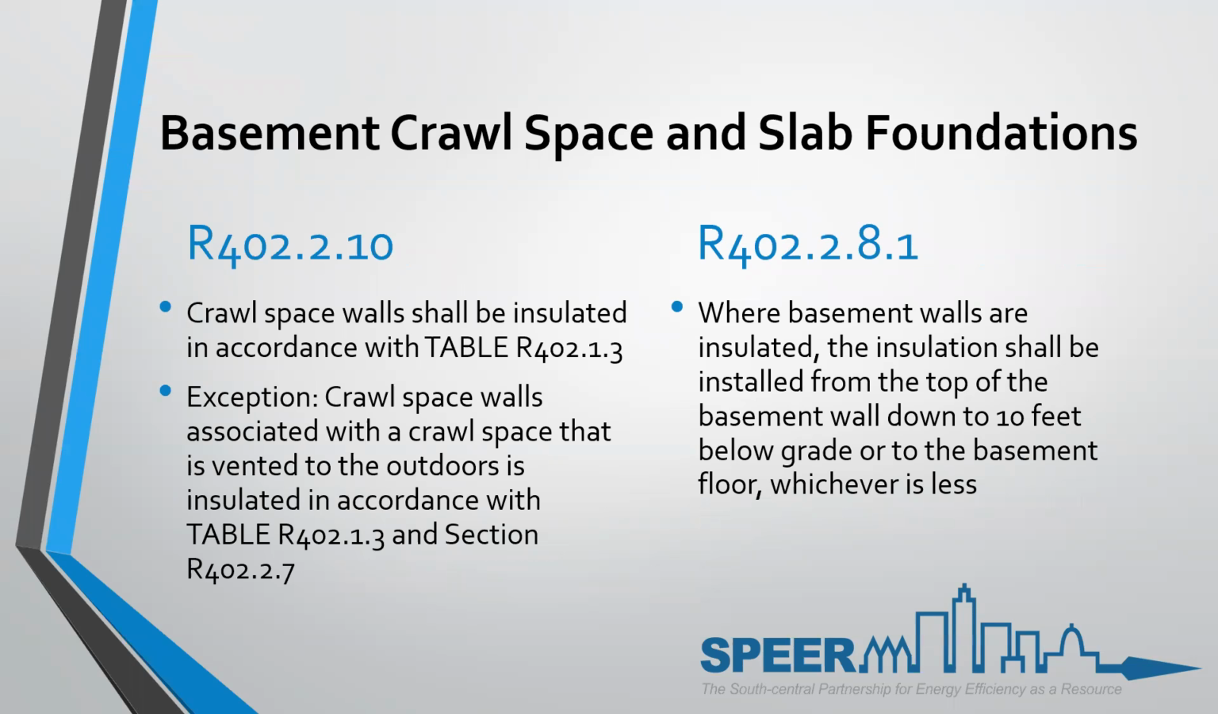R402.2.10, crawl space walls shall be insulated in accordance to, now it references the table of 402.1.3. There is an exception saying crawl space walls associated with crawl space that is vented must be insulated in accordance to table R402.1.3 and section 402.2.7. And then where basement walls are insulated, the insulation shall be installed from the top of the basement wall down 10 feet below grade or to the basement floor, whichever is less. So I know that's always a trick question on the test. It has that test question of, do I have to do it all the way down to 10 feet if it's only 6 foot tall? Nope, it only has to go to wherever the floor is, which is less than 10 feet.